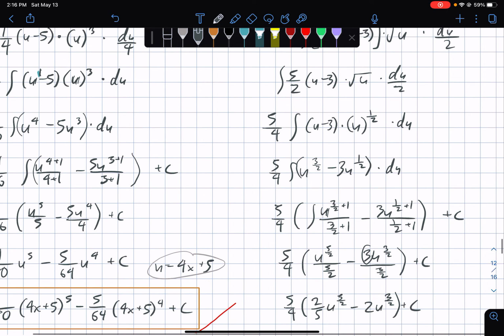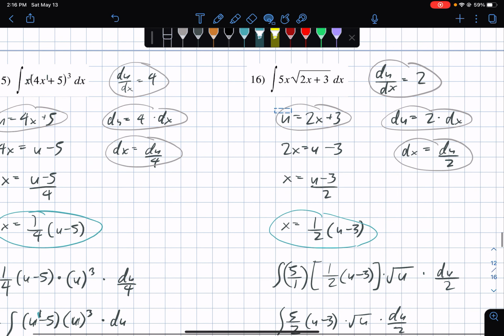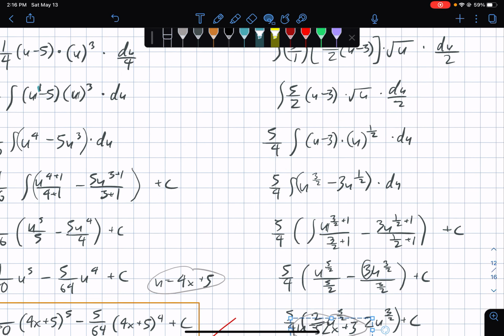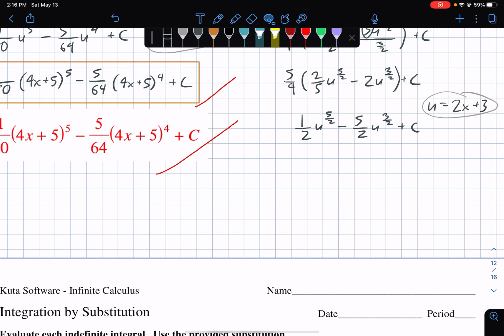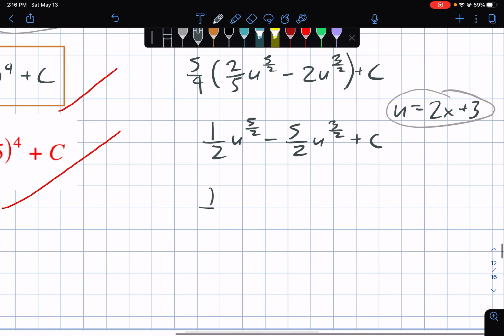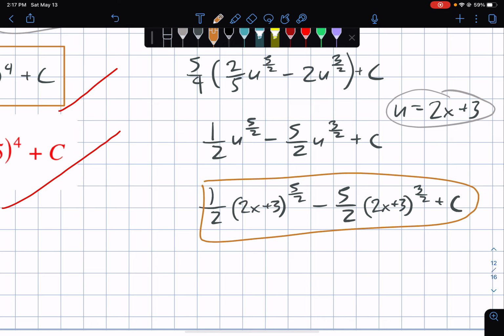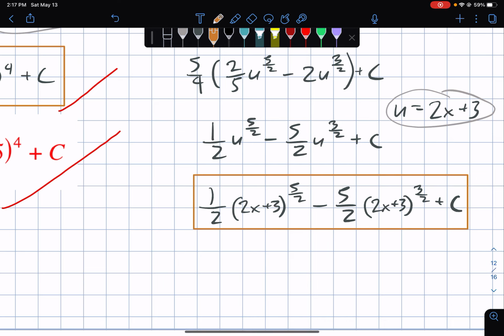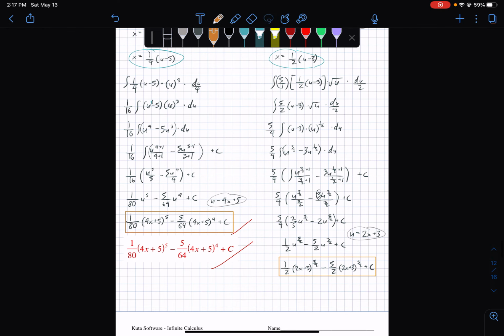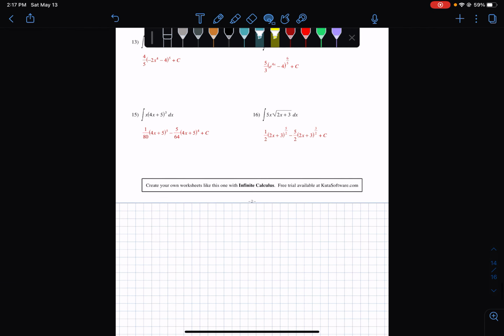And then sub, what is our u? One half times u, which is 2x plus 3 raised to 5 over 2, and then minus 5 over 2 times 2x plus 3 raised to 3 over 2 plus c. This is the final answer. Let's see if you could compare. That's the last question.